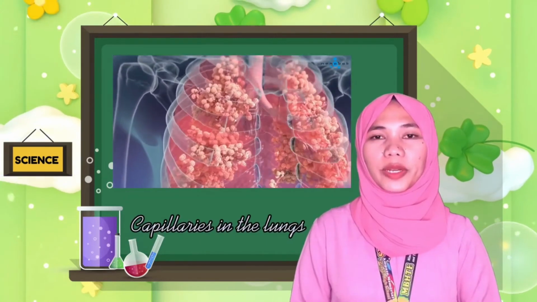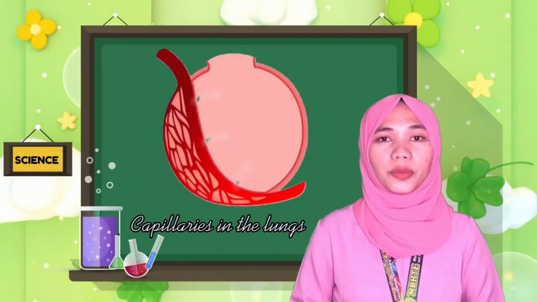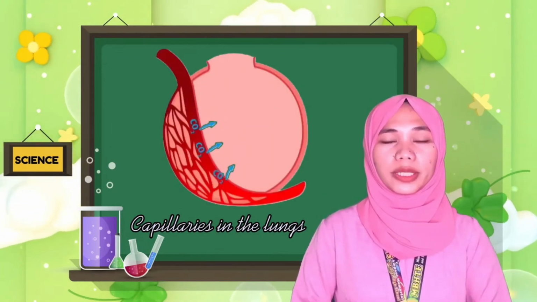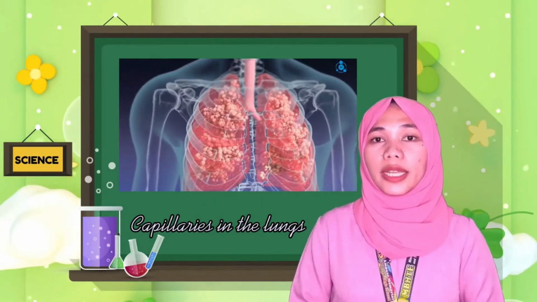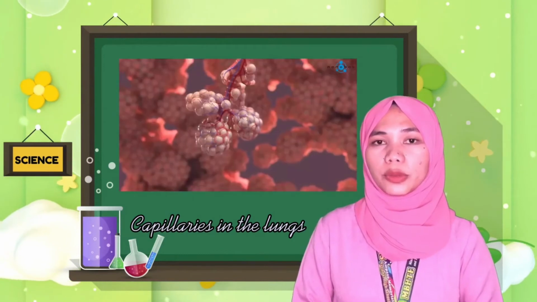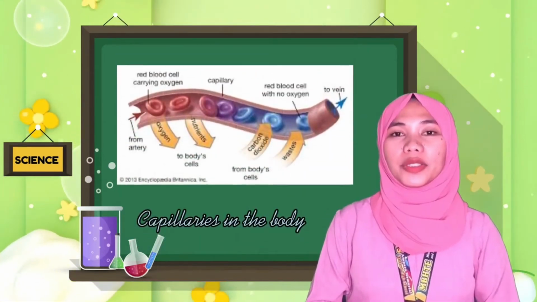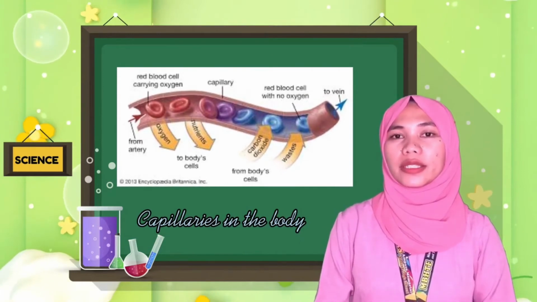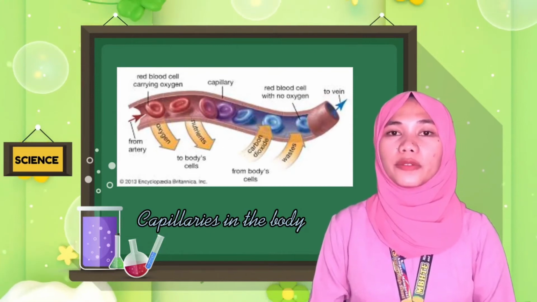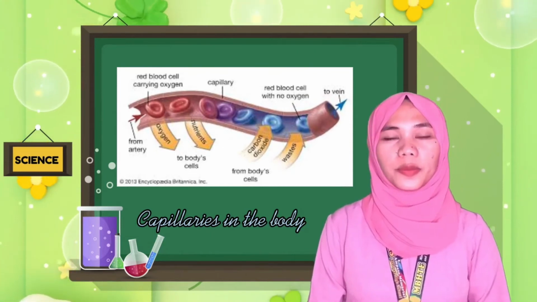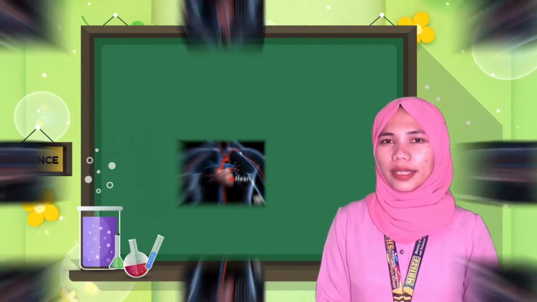Capillaries in the lungs are where the deoxygenated blood releases its carbon dioxide in exchange with oxygen that will be transported to the other parts of the body. This occurs in the last part of the terminal bronchioles, which is the alveoli. Capillaries in the body allow the transfer of oxygen and nutrients to the organs and the muscle cells, and the removal of carbon dioxide and waste products. The third major part of the circulatory system is the heart.